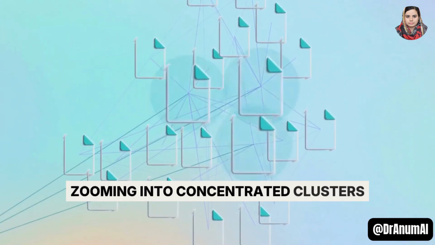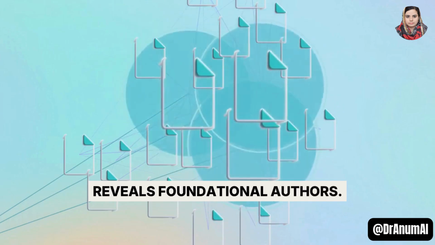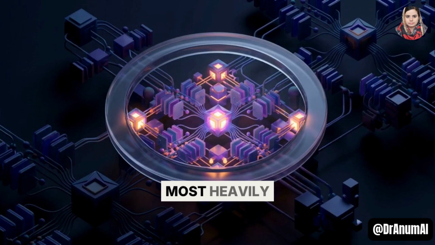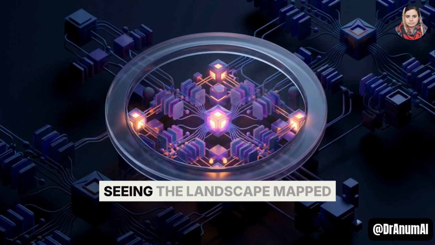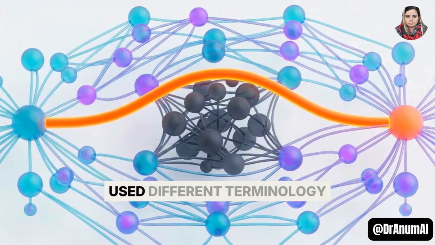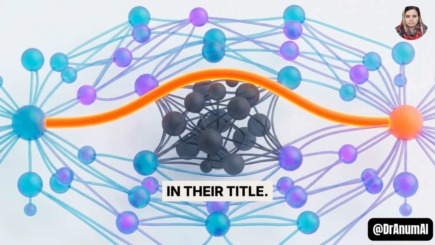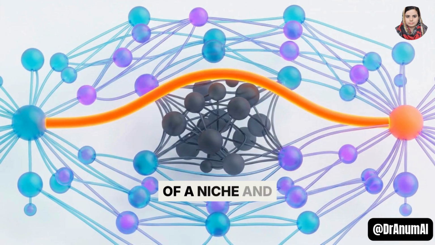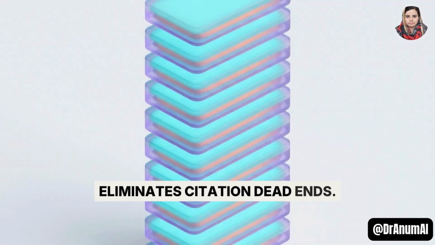Zooming into concentrated clusters reveals foundational authors. These pulsing nodes are researchers cited most heavily across the network. Seeing the landscape mapped out like this prevents you from missing a crucial study just because the author used different terminology in their title. Mapping these connections guarantees comprehensive awareness of a niche and eliminates citation dead ends.